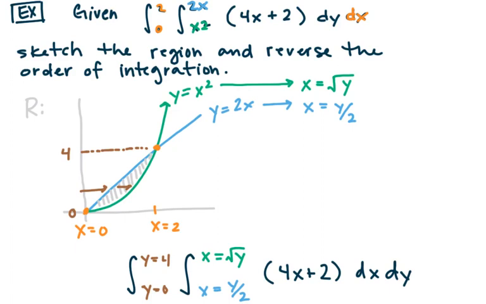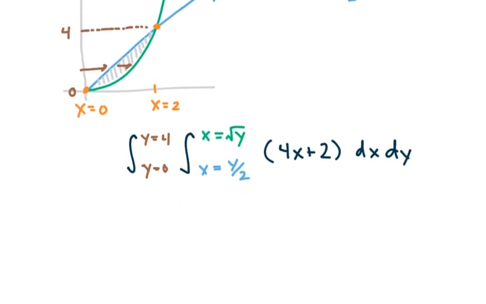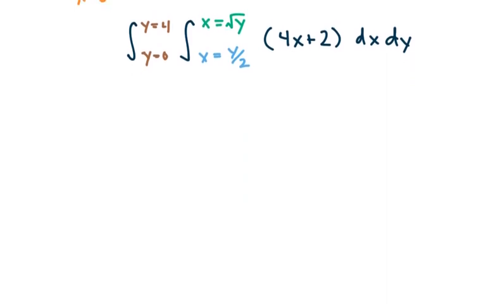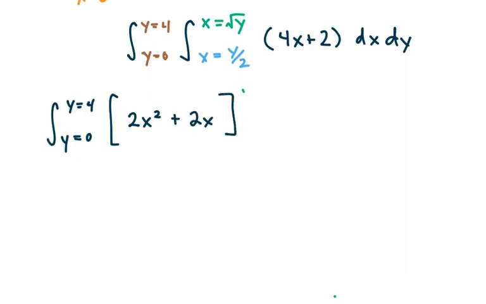Both of them are going to give us the same answer, but what we want to notice is our bounds change. Let's go ahead and evaluate this, just to have a little bit extra practice evaluating these integrals. So integrate first with respect to x. That's going to give me, for y equals 0 to y equals 4, integrating this, 4x gives 2x squared, plus 2x. And then I've got x equals the square root of y, x equals y over 2.